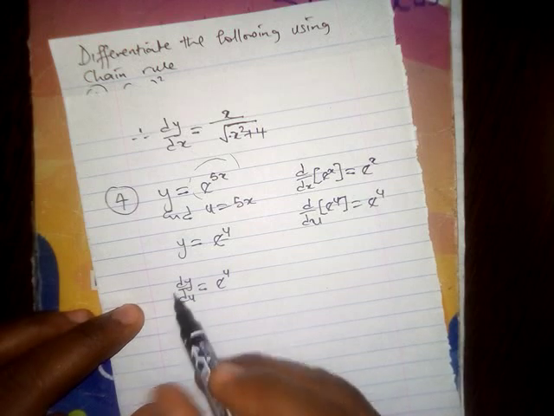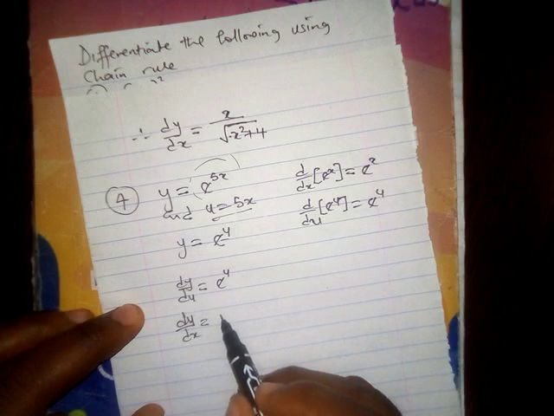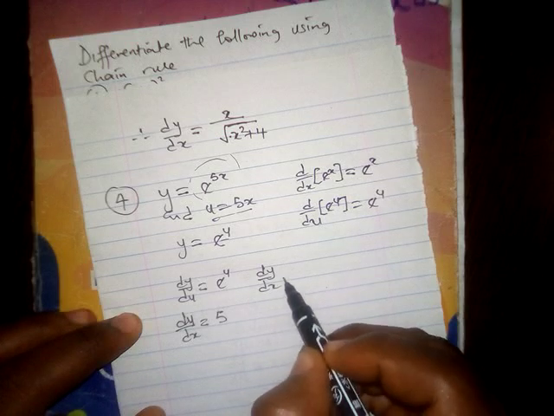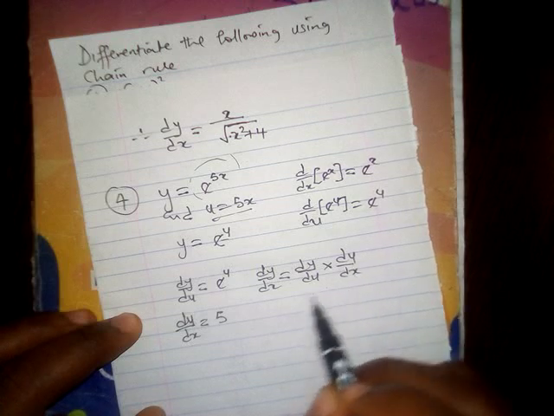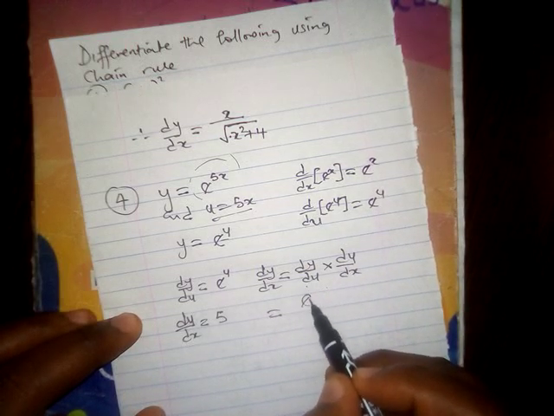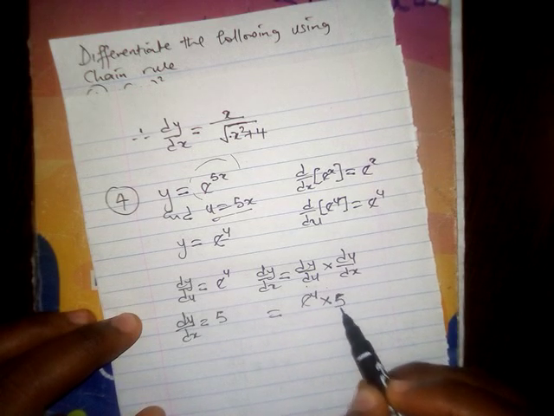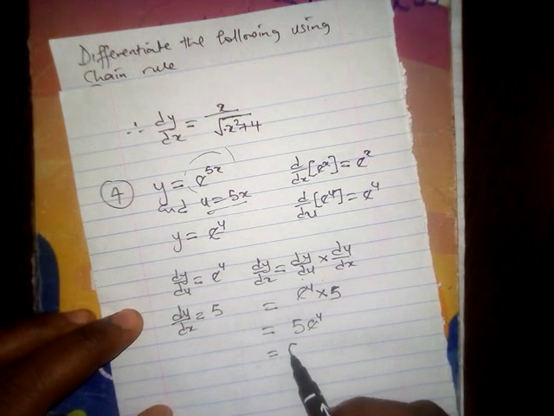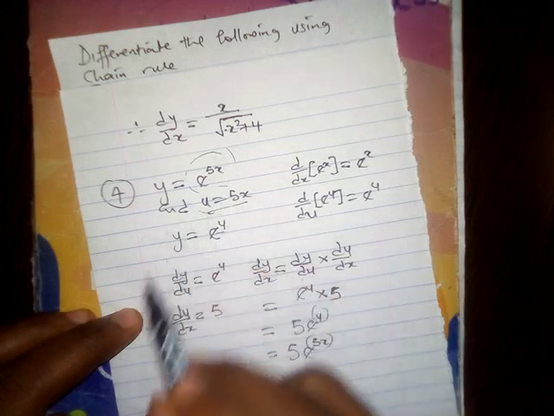Now if I find my du over dx, I will have this as 5. So by my chain rule, my dy over dx is simply my dy over du times my du over dx. This is equal to exponential u times 5. So this is equal to 5 exponential u, which is 5 exponential 5x. I'm changing u to 5x. Remember, u is equal to 5x. So this is my answer.